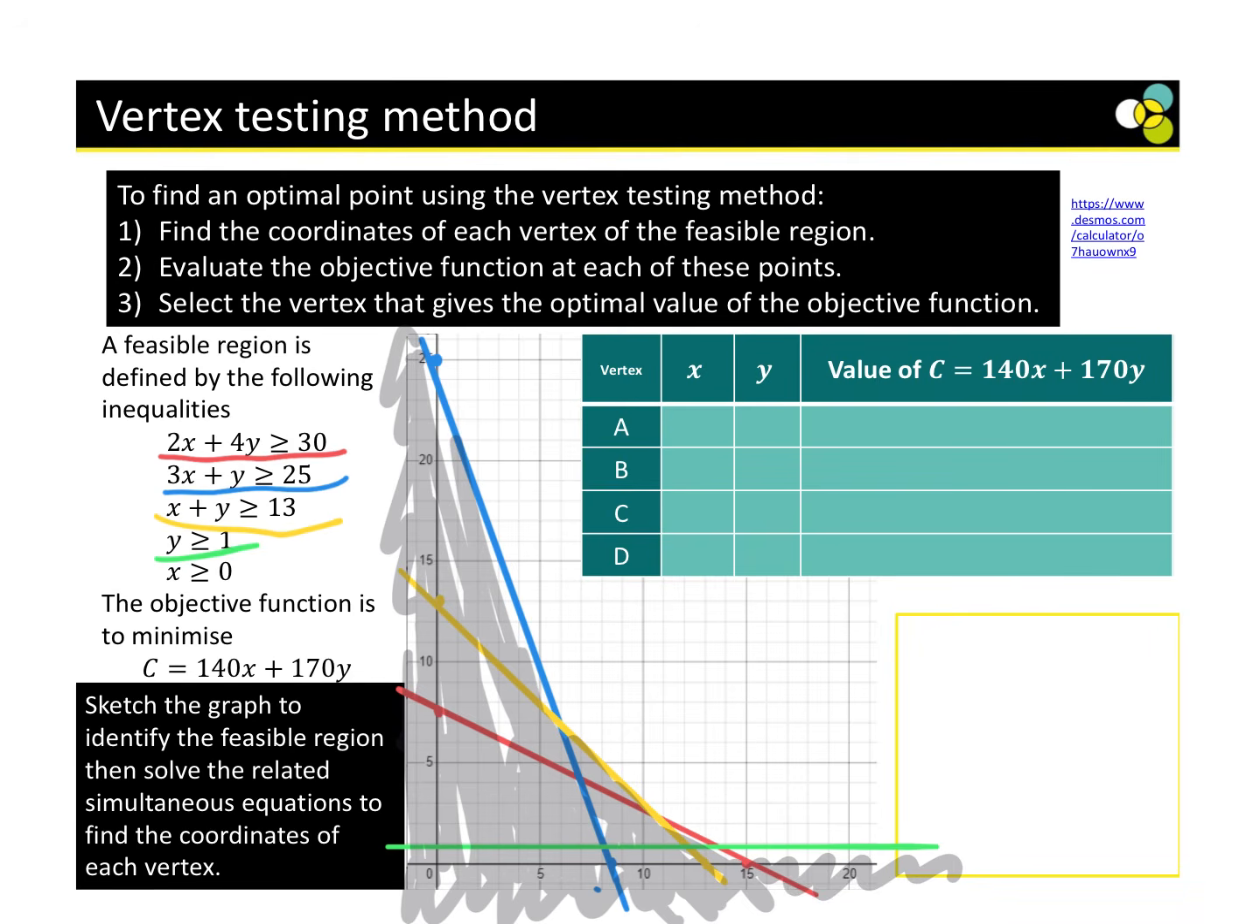Okay, so if you struggled with anywhere up to that point, this has got nothing to do with linear programming. That is just shading inequality regions. Yeah? y equals mx plus c. That's all that is. Okay, now what we're going to look at is the vertex testing method.